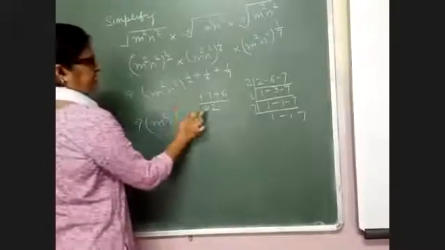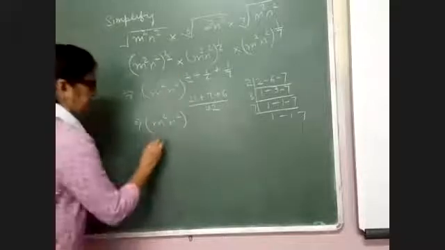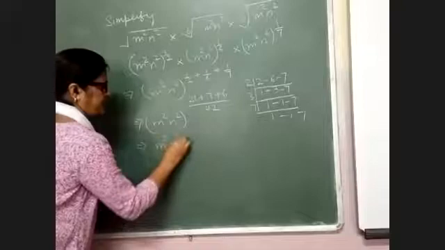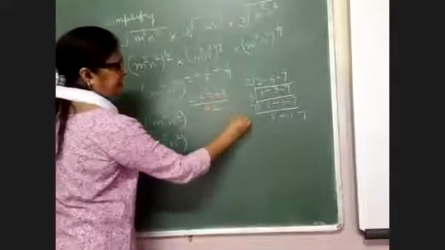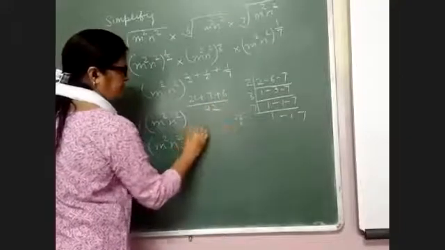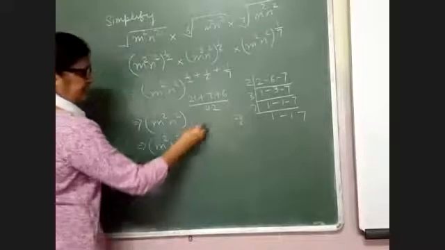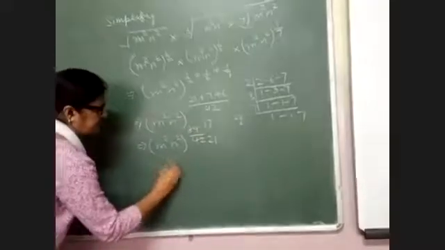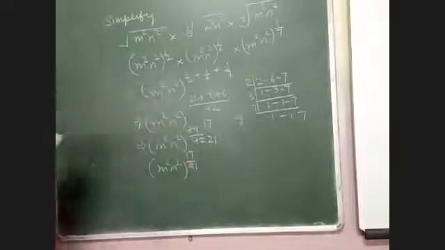Then divide with the denominator and multiply with the numerator. Then it becomes m square n square, power 21 plus 7, 28, 28 plus 6, 34, divided by 42. You cancel this. M square n square, power becomes 17 upon 21.